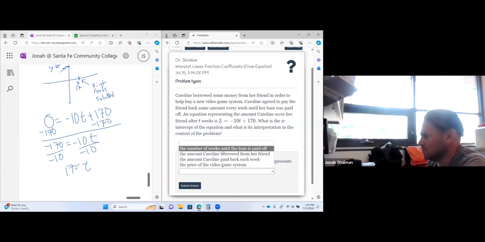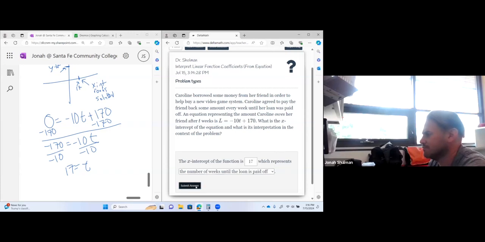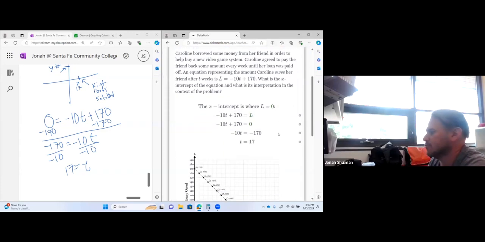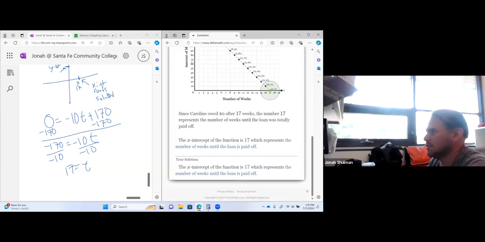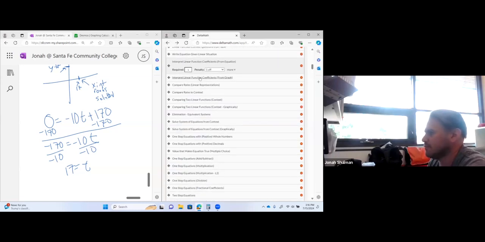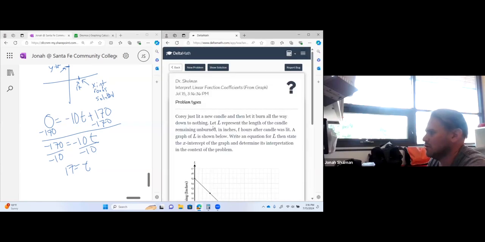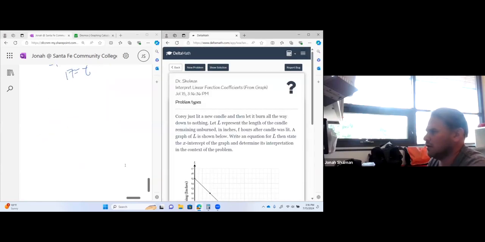Number of weeks, and is it $10 per week? It is every week. Perfect. The number of weeks. So 17 weeks she paid back her loan. There's our graph. There's it algebraically that I did. There's it graphically, the answer. All right, so here we go. So now we have this as a graphic assignment.